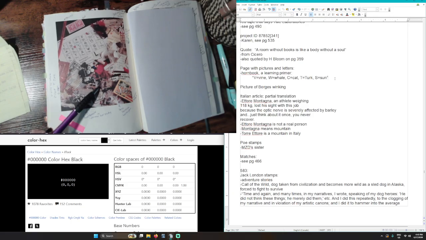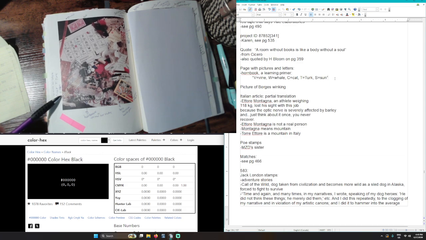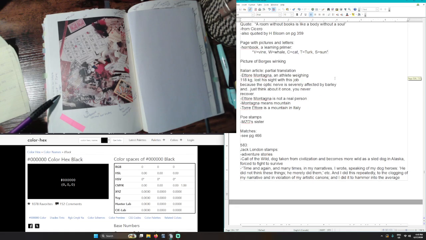Right here we have a picture of Borges winking. He's referenced throughout House of Leaves. We have this Italian article here and I got a partial translation of it. Ettore Montagna, an athlete weighing 118 kilograms, lost his sight with his job because the optic nerve is severely affected by barley, and just think about it once, you never recover. So Ettore Montagna is not a real person. Montagna means mountain in Italian, and Ettore is the name of a mountain in Italy.